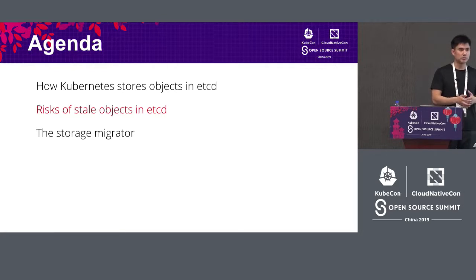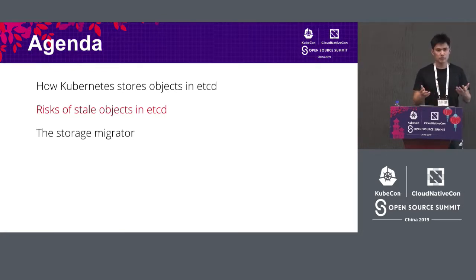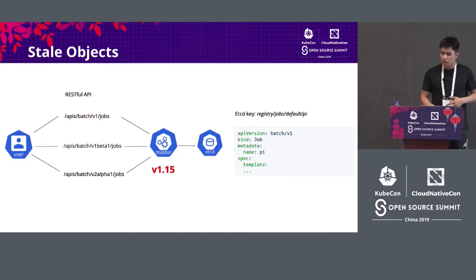Why would there ever be stale objects in customers' clusters? You might have already noticed there's a loophole in all the designs I've mentioned before. That is, if as a user you create an object at some point, let's say when your API server is at v1.15, and everything is working as designed, the object is converted to the storage version, which is batch v1, and it is stored in etcd.